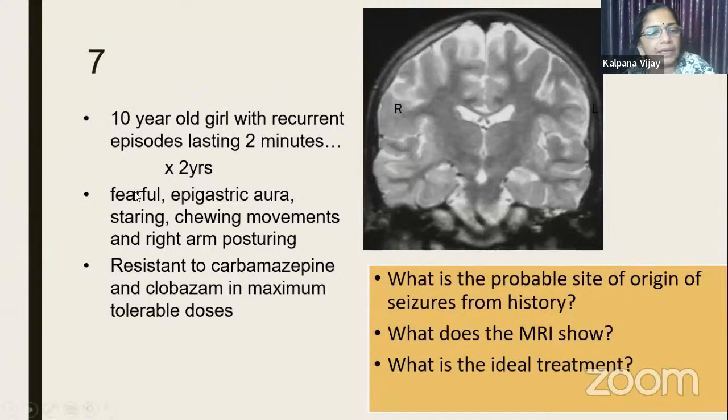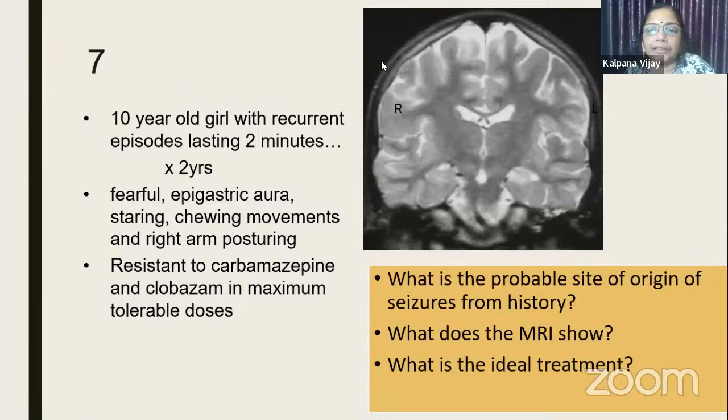So there is a fear, there is epigastric aura, doing movements, and then posturing is there. So right side is posturing and left side there can be automatisms. So the site of origin will be this. Yes, you are right. It is the left temporal region.